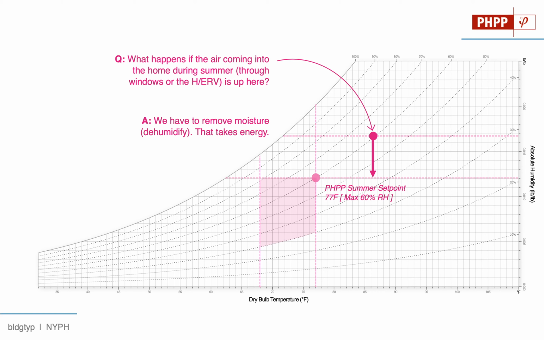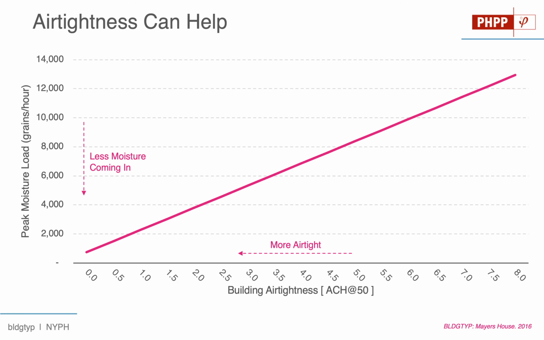So if those are our three sources of moisture, what can we do to combat those things? Well, obviously, if we have a bunch of moisture leaking in through air leaks, it stands to reason that the more airtight we make our building, the lower the moisture load, the more comfortable the building, the less energy we expend on dehumidifying the building. And of course, that is true as well.